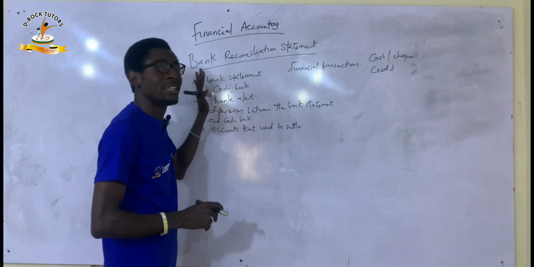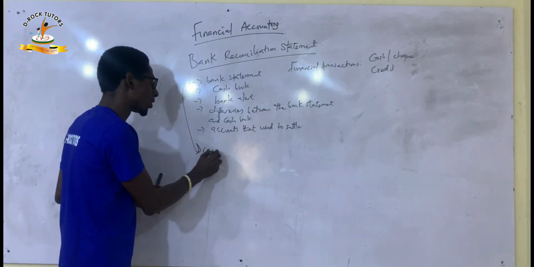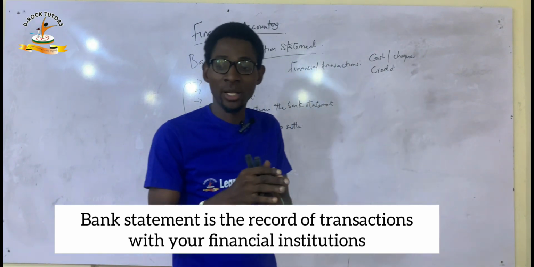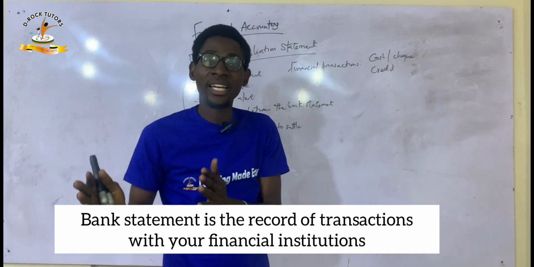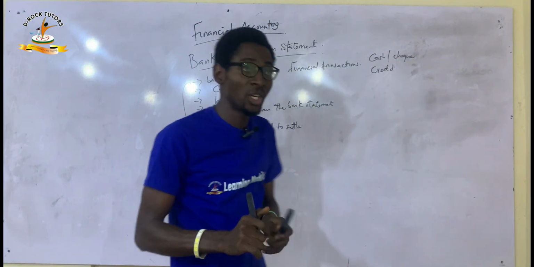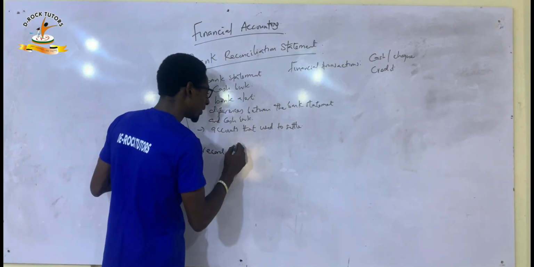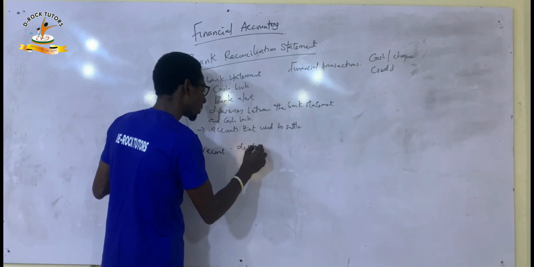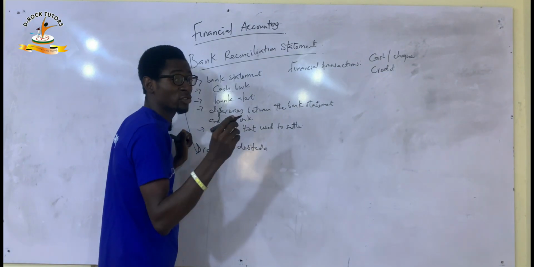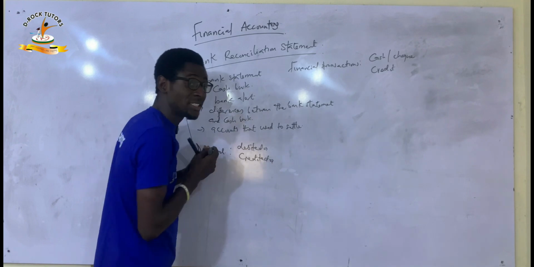Now, what is a bank statement? A bank statement is a record of your transactions with your financial institution. It's a comprehensive analysis that shows the inflow of cash and the outflow of cash in your bank account. Like we all know, anytime we withdraw from our bank, you will be told that you have been debited, which means your account has paid out, while anytime money is received in your account, you hear the word credited, which means money has been paid into your account.